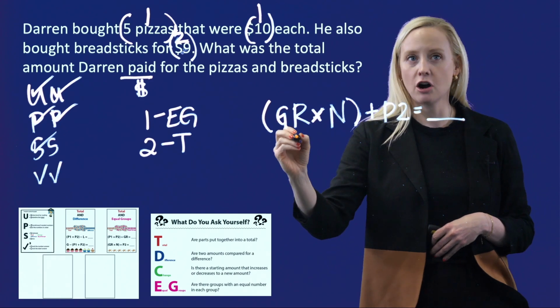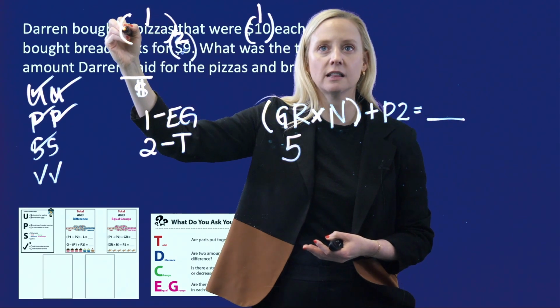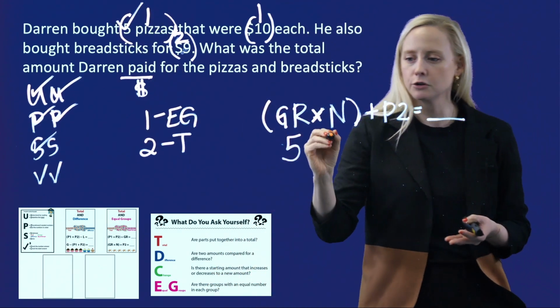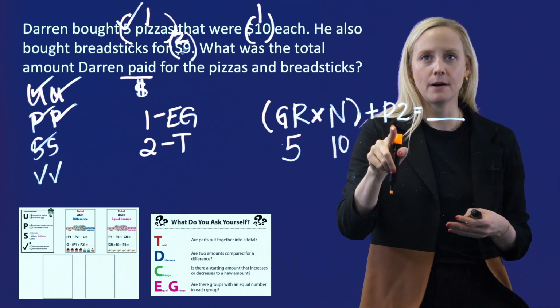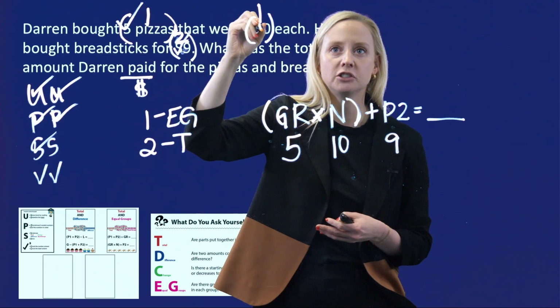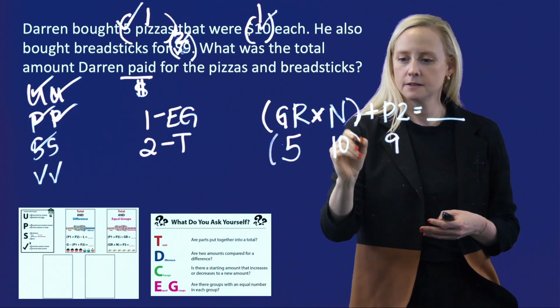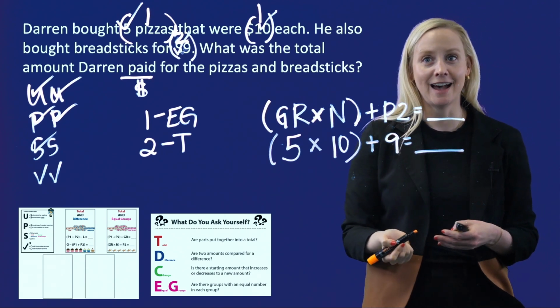So here my GR, we said we have 5 pizzas. That's my number of groups. I'm going to check that off. My number in each group are the $10 each pizza costs. My part 2 are the 9 breadsticks. I'm going to check that off, and I'm going to check that off. Now all I need to do here is bring down my parentheses and my signs.